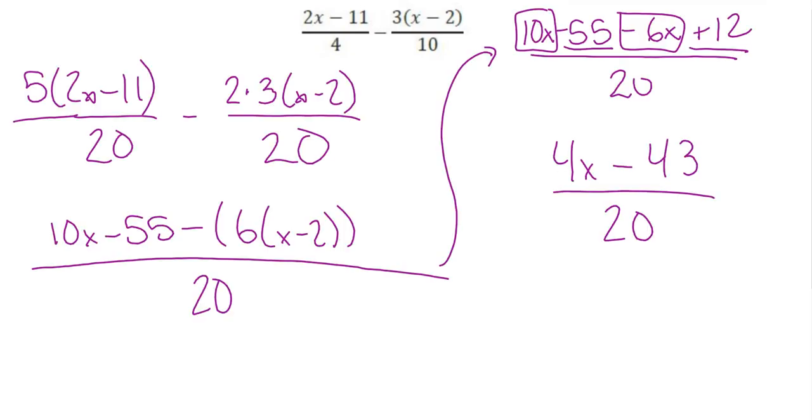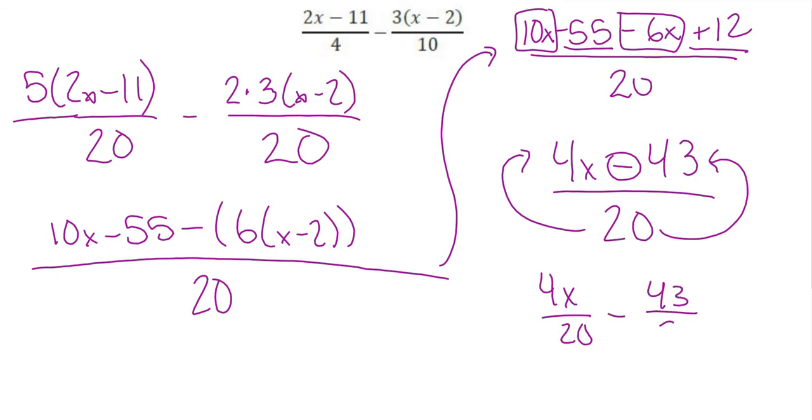All right, this should be the answer you've gotten, 4x minus 43 over 20. But I want to show you another thing that you can do, because it's going to be imperative that you understand this. So this denominator applies to both the 4x and the 43. So I can actually rewrite this as 4x over 20 minus 43/20. And that can reduce. Becomes 1/5 x minus 2 3/20.